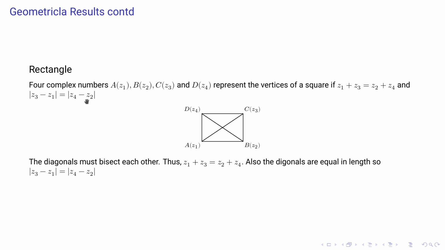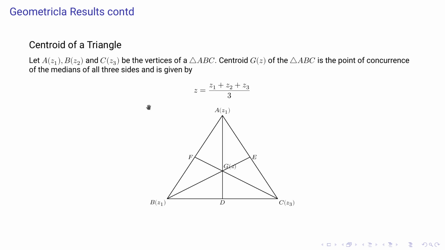And then we have a rectangle. So for a rectangle, we will have midpoints, that is Z1 plus Z3 is equal to Z2 plus Z4. And diagonals are equal in length, that is mod of Z3 minus Z1 is equal to mod of Z4 minus Z2. Now we look at the centroid of a triangle.